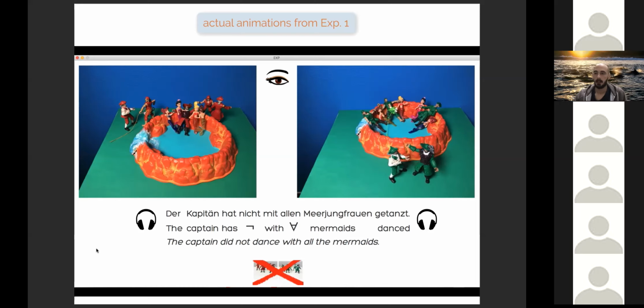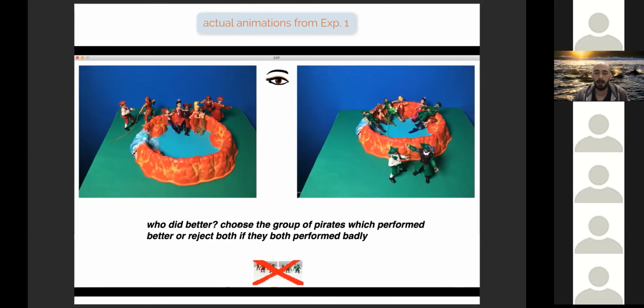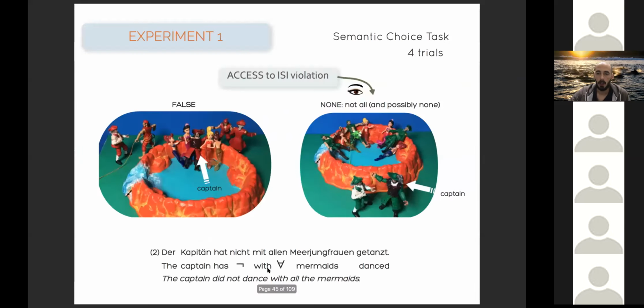Okay, good. So thanks Gergana for being our participant today. This represents the implicature violation condition. At the end they had to answer this question, like who did better: choose a group of pirates which perform better, given the sentence you just heard, or reject both if they both perform badly. To reject both, you had to look at this picture and press a button. So this condition was the indirect scalar implicature violation, because in order to select this context, you have to cancel or suppress a scalar implicature.